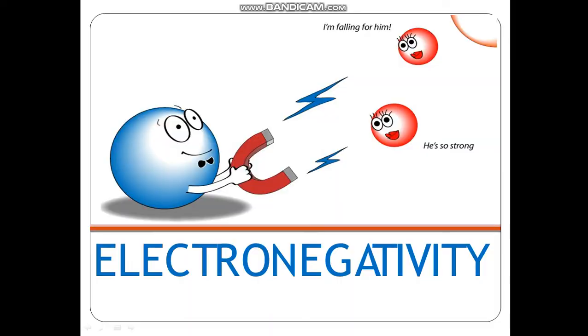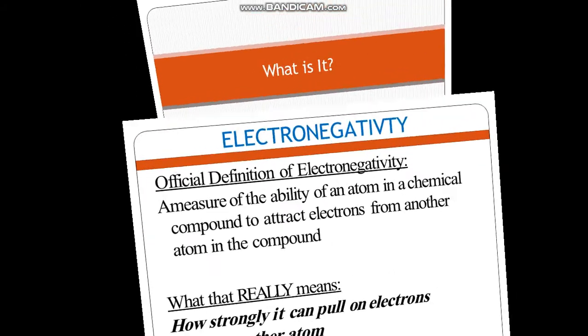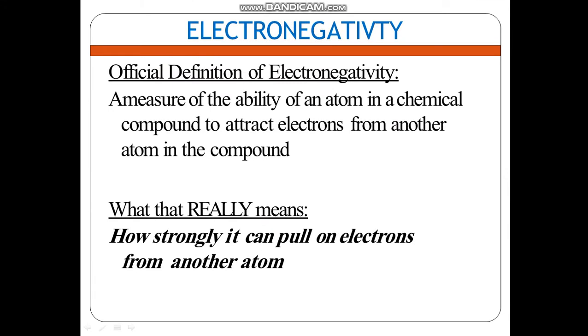The electronegativity, the last thing from them, and here is the electronegativity, that it attracts the atoms. What is electronegativity? Electronegativity has an official definition and a real one. Official definition: a measure of the ability of an atom in a chemical bond to attract electrons from another atom in the compound. And the real one is how strongly it can pull on electrons from another atom.